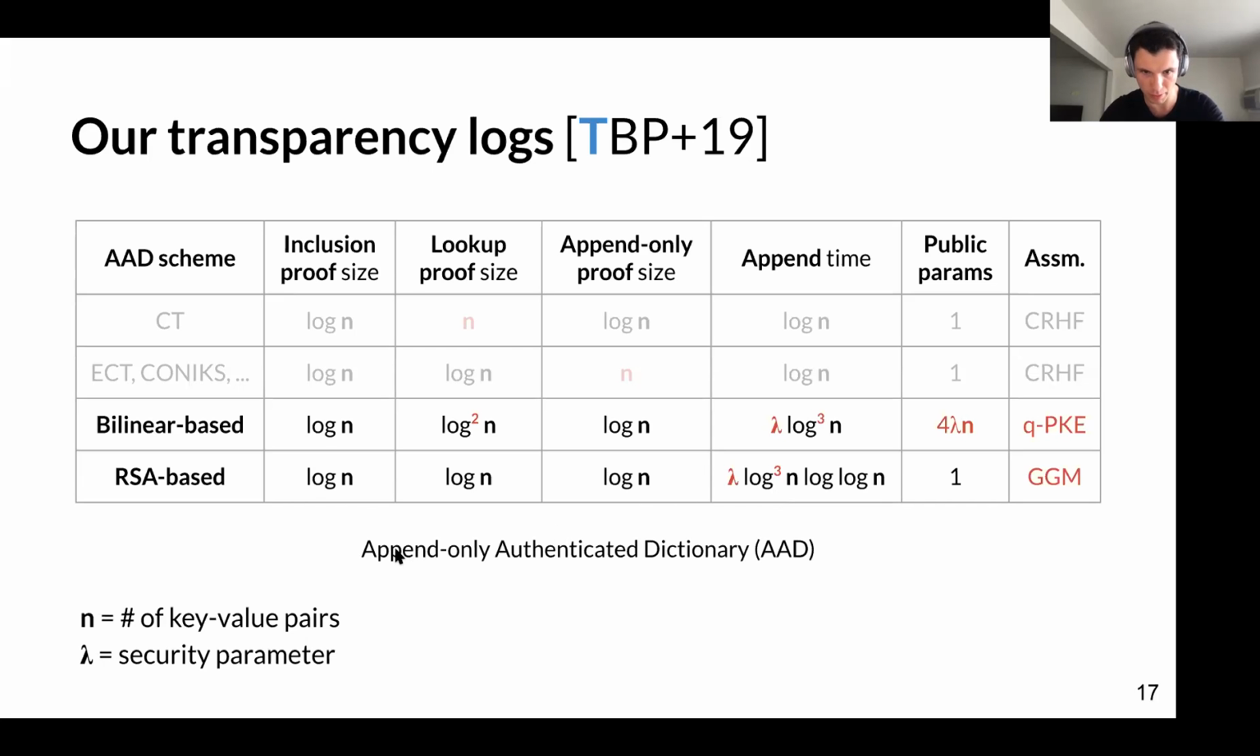And next, I want to tell you about how we build this AAD primitive from accumulators, either bilinear or RSA. And here I want to highlight that really the biggest problem with our two constructions is the slow append time. And I'll show you later how slow it is and how we can fix it. And then this is really an exciting avenue for future work. And we have lots of ideas for how to fix this. And I think it's totally in the realm of possibility.